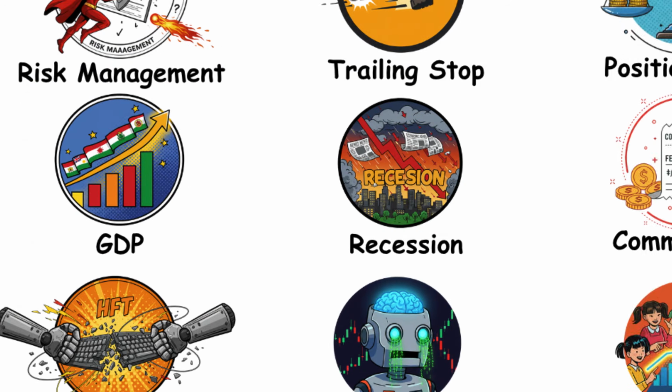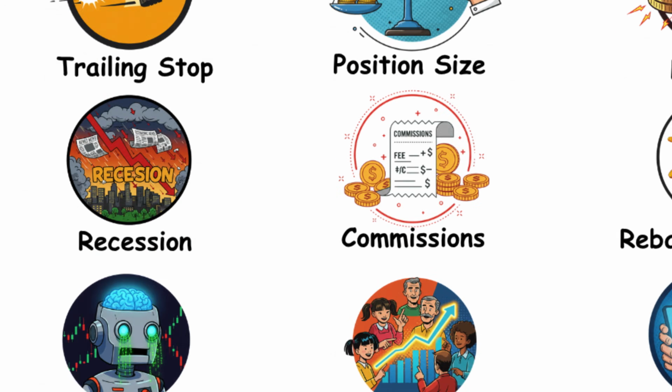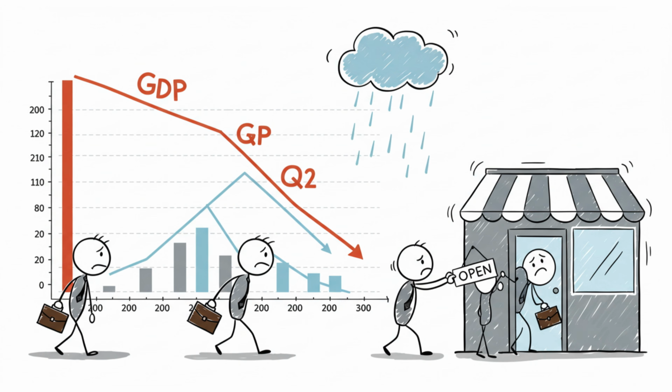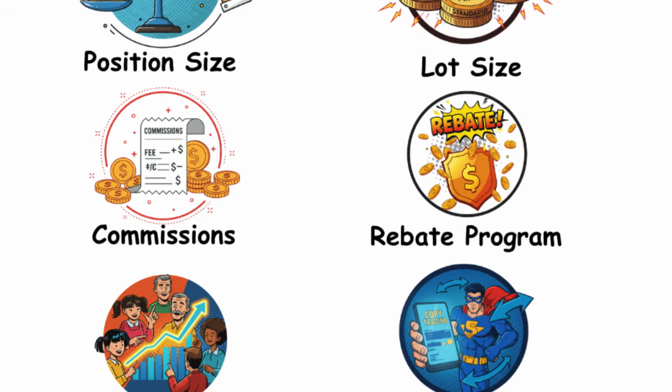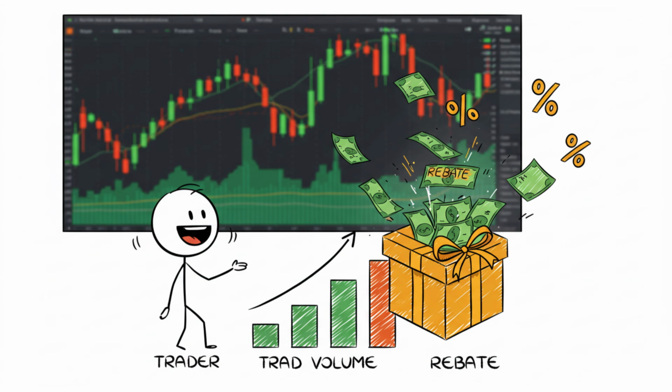Gross domestic product, the total value of goods and services produced in a country, a key economic health indicator. Recession, two consecutive quarters of negative GDP growth, often leads to lower interest rates and risk-off markets. Commissions, fixed fees charged per trade, separate from spreads. Many brokers offer commission-free accounts. Rebate program, a reward system that gives traders a cashback or discount based on their trading volume.